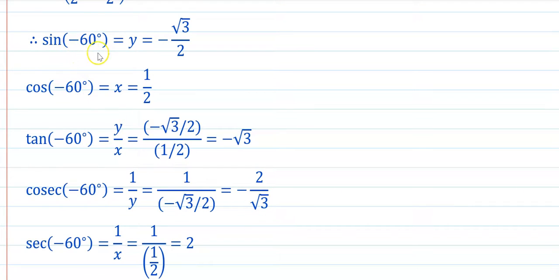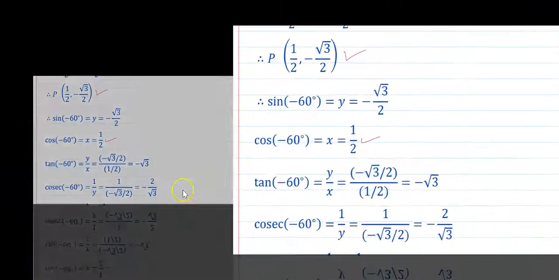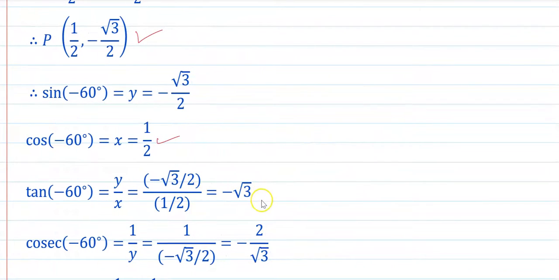Sin of minus 60 is y, minus root 3 by 2. Cos of minus 60, the value of x, 1 upon 2. Tan of minus 60 is y upon x, that means minus root 3 by 2 upon 1 upon 2. The 2 gets cancelled, you are getting minus root 3.